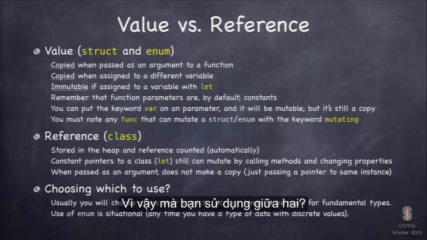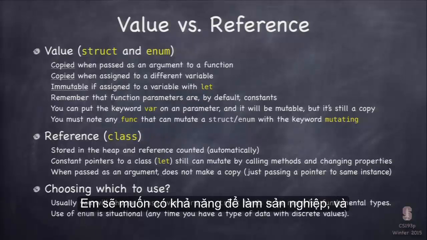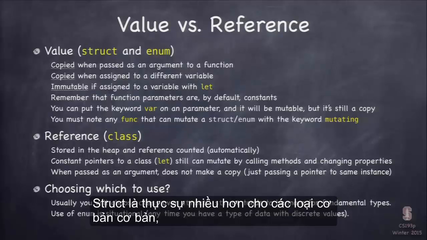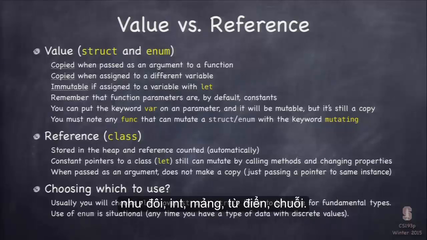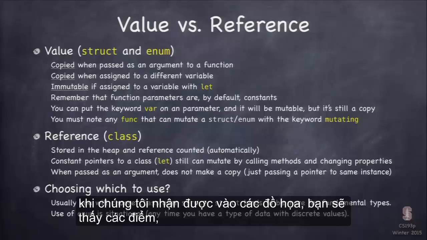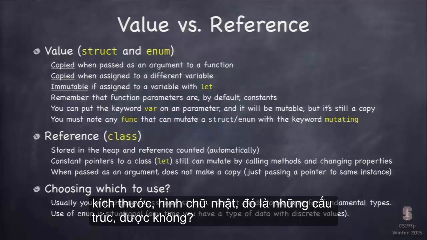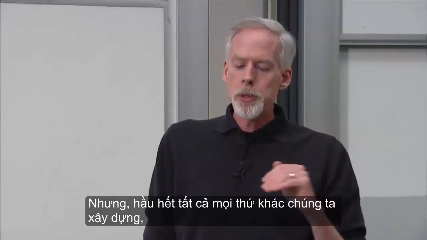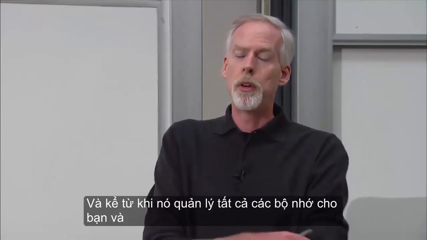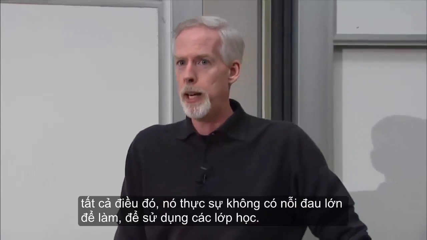So which do you use between these two? Well, 90% of the time you're going to use a class. This is an object-oriented programming language. You're going to want to have the ability to do inheritance and overriding and things like that. Structs are really more for the basic fundamental types like double, int, array, dictionary, string. These are all really fundamental things. And when we get into the graphics, you're going to see that points, sizes, rectangles, those are structs, okay? But most of everything else we build with classes. And since it manages all the memory for you, it's really no big pain to use classes.